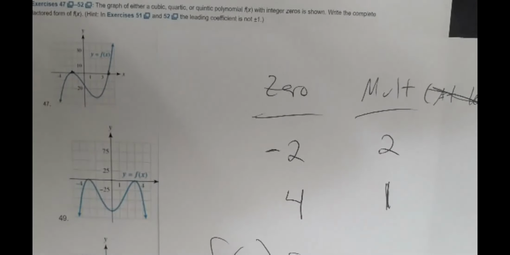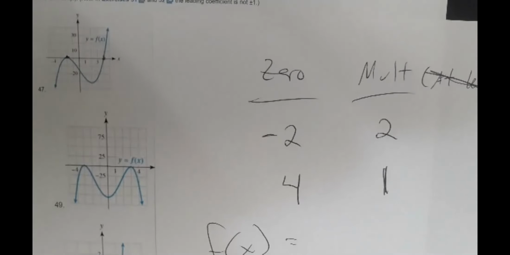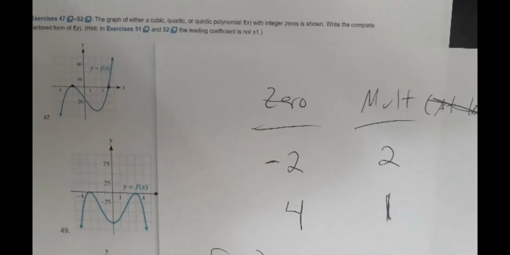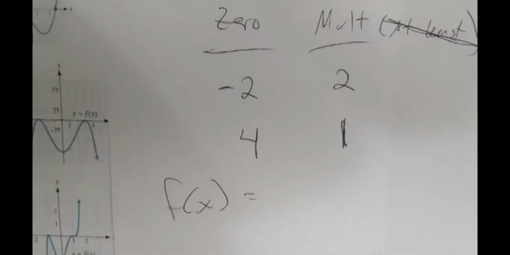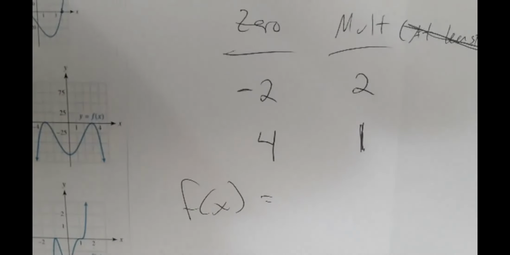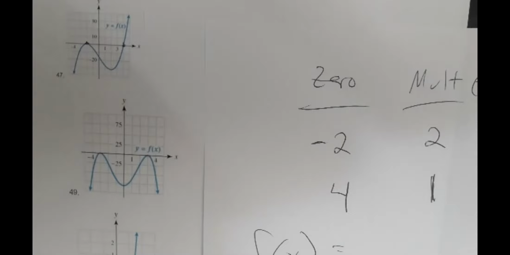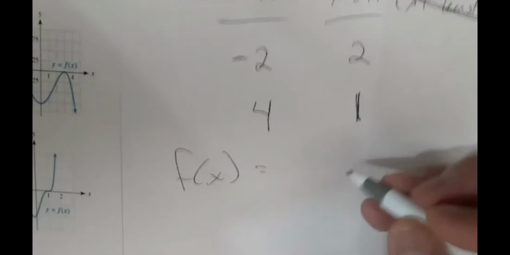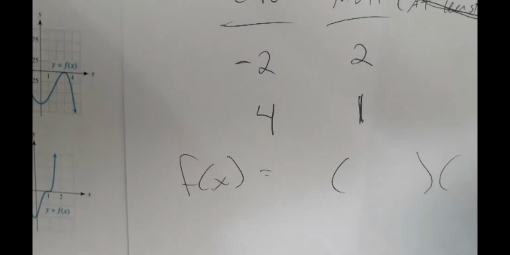They said the complete factor form of f of x was our instructions. And they said, hint in exercises 51 and 52, the leading coefficient is not plus or minus 1. So that will come up again. Here, it sounds like we can assume it's plus or minus 1, and that's what I'm going to do, whether they wanted us to or not, because that's the way they worded it. But I want to write out my factors first, and then I'll consider my leading coefficient after that.